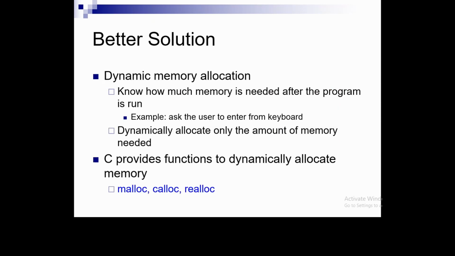Now the better solution for this is dynamic memory allocation. So we know how much memory is needed after the program is run. Like for example, ask the user to enter from the keyboard. So that can also be made dynamic with the intervention of the user, or the input from the user. We can ask the user how many elements he wants to insert in the array, and according to that just allocate that required memory space at that time. Okay, so dynamically allocate only the amount of memory needed by the user. So it will be a better solution.